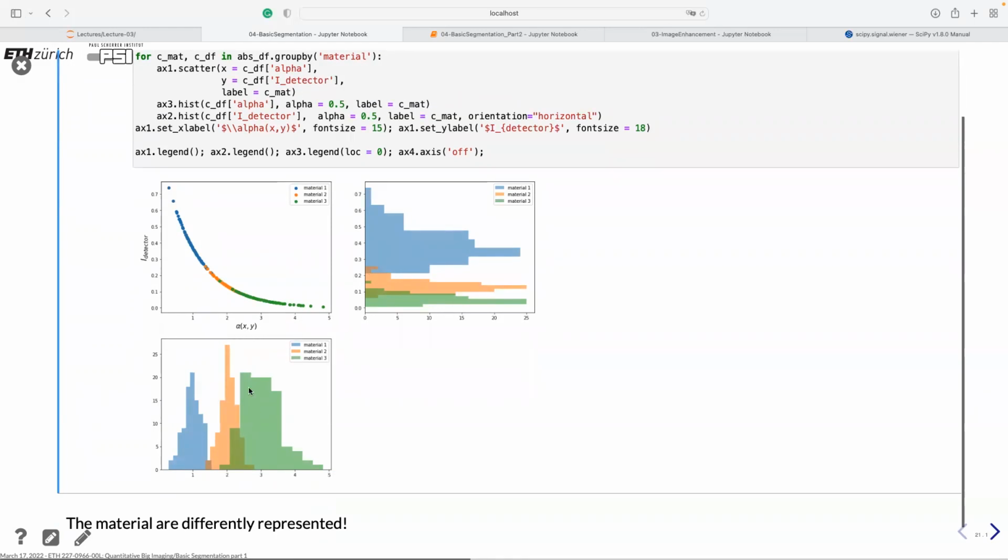In reality, the distribution we have is completely different, but that is due to the negative exponential function in the transfer function of the imaging method.